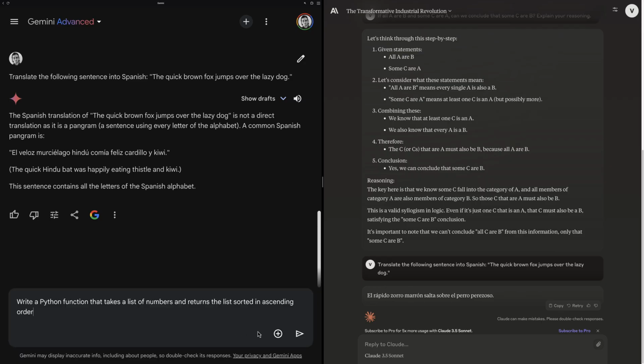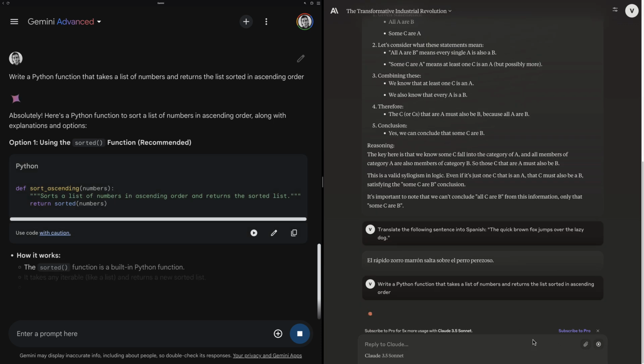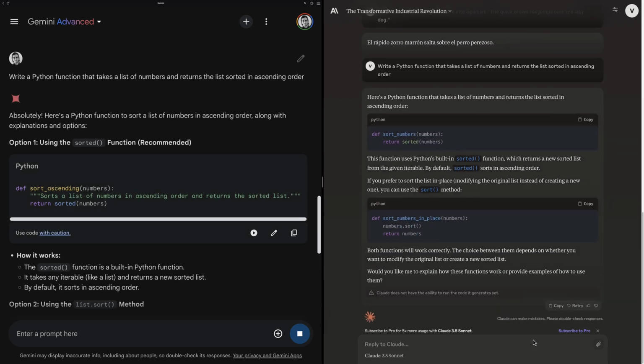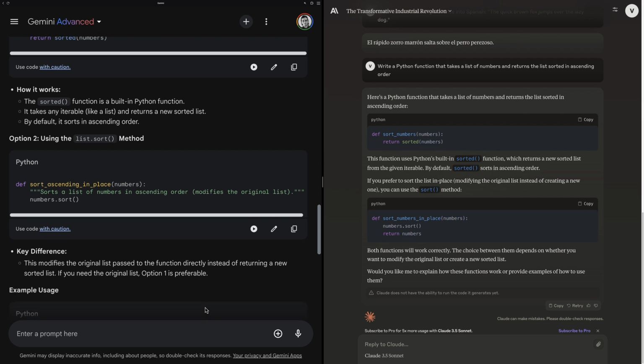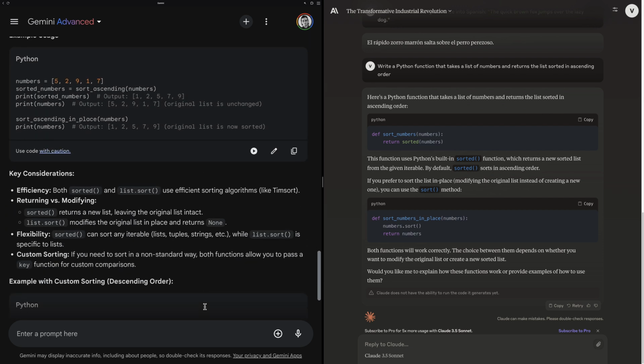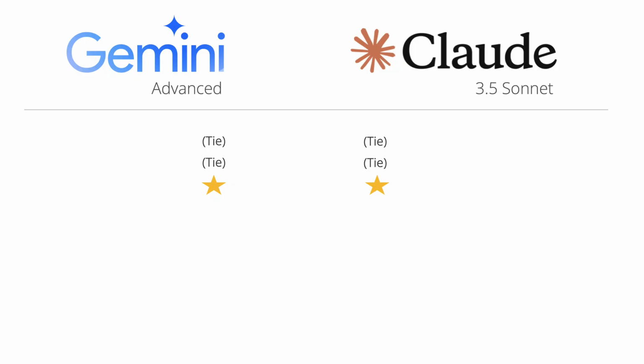The next question is a Python function that takes a list of numbers and returns the list sorted in ascending order. So it's a very simple programming question. Claude gave me the two alternatives here that are very efficient. Gemini gave me also the sorted option and the sort option. But Gemini also went on to give me example usage, explain some key considerations like the efficiency, how they work differently, and it also gave me some example here. So I think I'm going to give this one to Gemini.